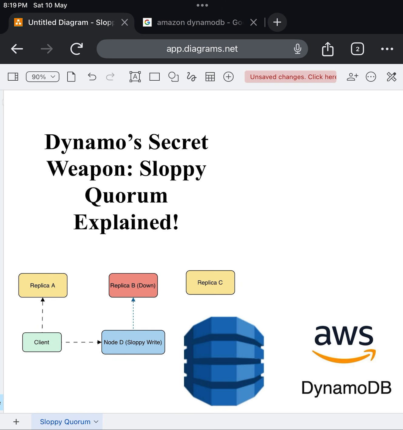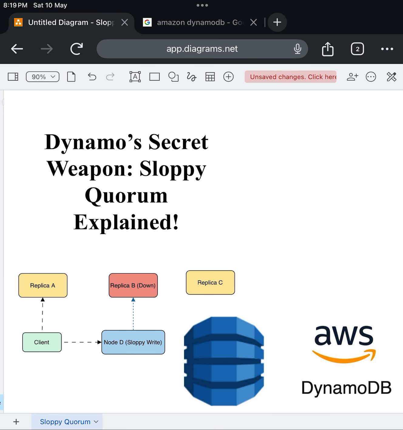Let's say you want to write data, but one of the intended replica nodes is temporarily offline. Instead of rejecting the write or waiting endlessly, the system writes that data to a healthy node outside the preferred replica set. This temporary storage is what we call a sloppy write.